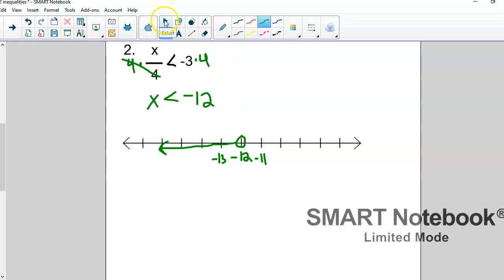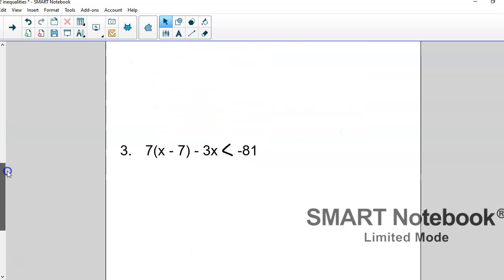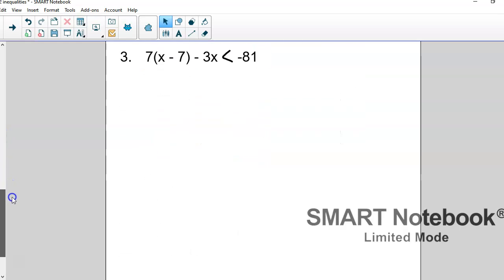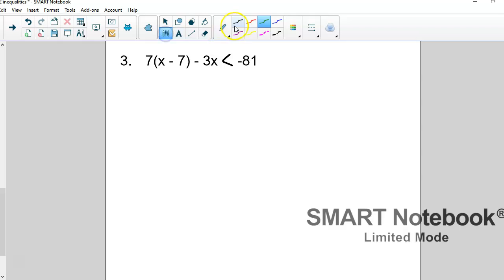All right, let's try one more just to be sure we're 100% clear on how to do this. Okay, so our example number 3 here, we have 7 times the quantity x minus 7 minus 3x is less than negative 81. Just like when I'm solving equations, I'm going to draw a line at the less than symbol to split the inequality into 2 halves. I see parentheses here again, so I'm going to go ahead and distribute.